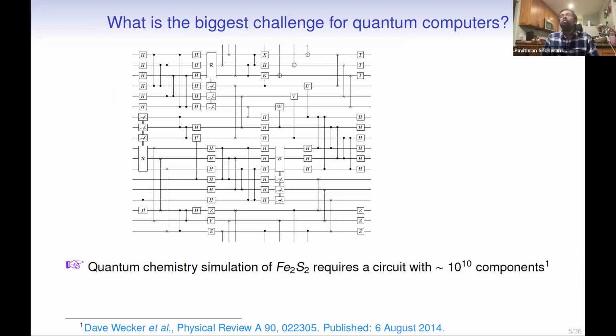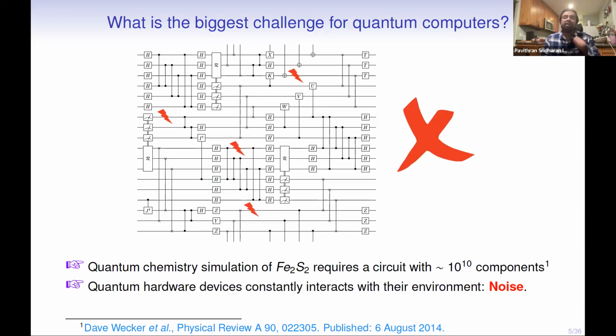We can abstract out a quantum computer that is tailor-made to solve a real-world problem; at some level, it's nothing but an elaborate quantum circuit. And it turns out that to solve problems of interest, for instance, to do a quantum chemistry simulation of, say, an iron sulfide molecule, these real-world problems require an enormous amount of resources in terms of physical qubits, the two-level systems that need to encode information, and in terms of the gates that you need to build the circuit. For instance, this particular task needs about 10 trillion components.